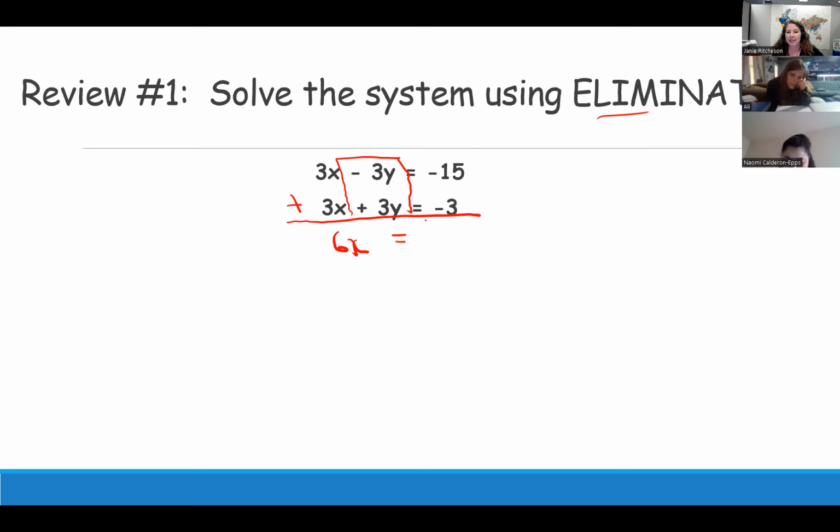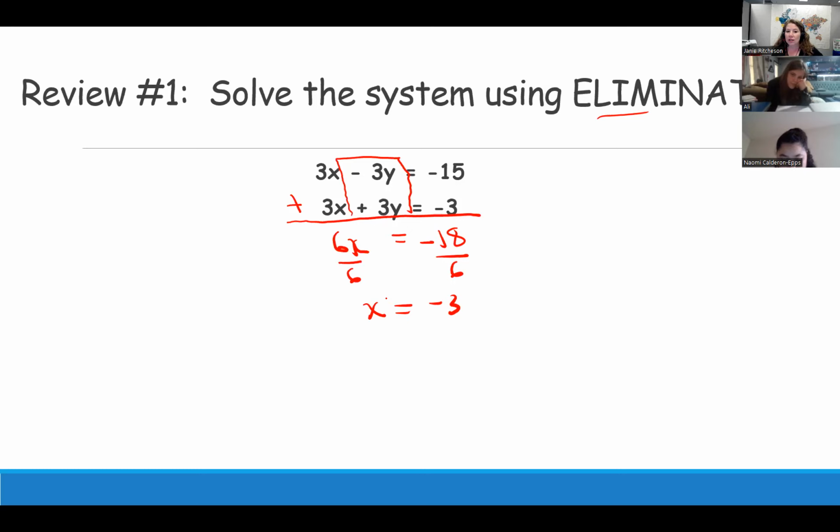So we combined our x's, and the negative 15 combined with negative 3 is negative 18. There's no y, so our only choice is to solve for x. We're going to do the opposite of times 6. We're going to divide both sides by 6. So x is equal to negative 3. Wasn't that easy? Nice, right?